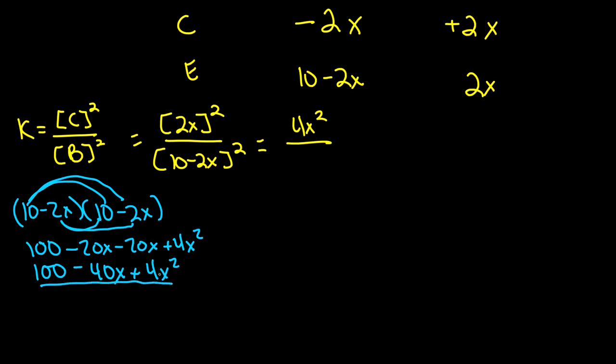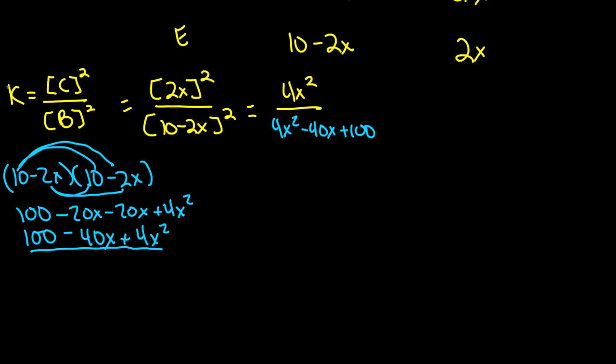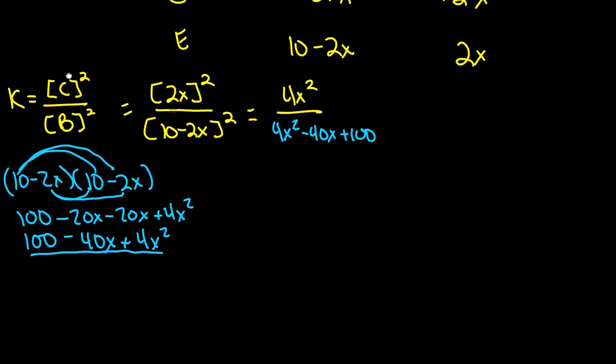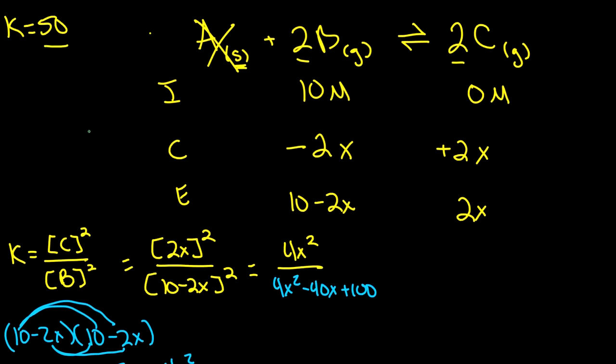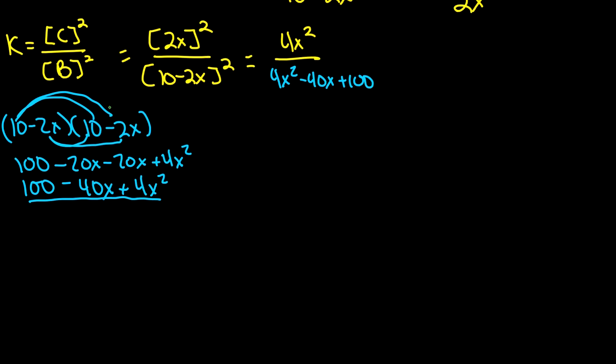So this equation goes under 4x squared now. So 4x squared minus 40x plus 100. All right, then we have a K value. K value is 50. So what we have is 50 over 1 equals 4x squared over 4x squared minus 40x plus 100. Let's cross multiply. 1 times 4x squared becomes 4x squared.